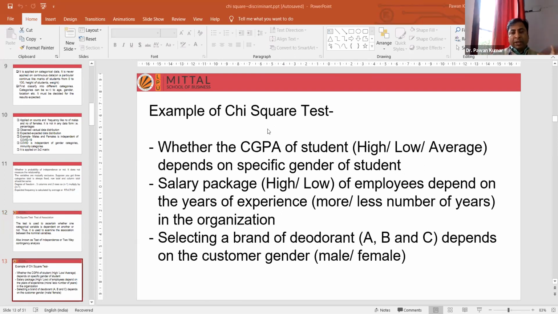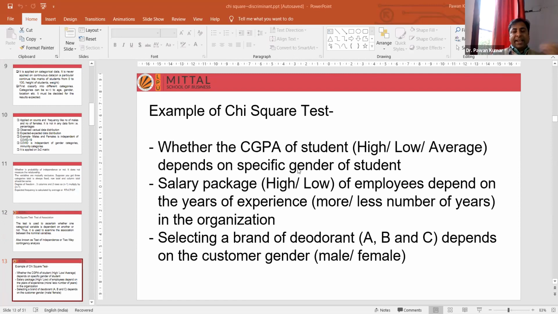Like in the case of education, you can apply it to the CGPA, that is, the percent score of the student in terms of high, low, and average. Okay, not in the metric scale. I am taking this CGPA as categorical, that is high CGPA, low CGPA, or average CGPA. That depends on the specific gender of the student.